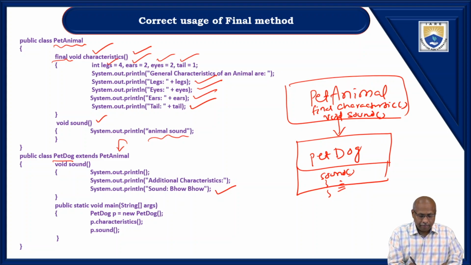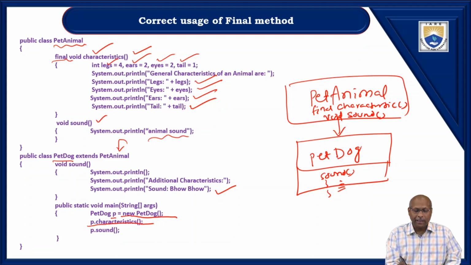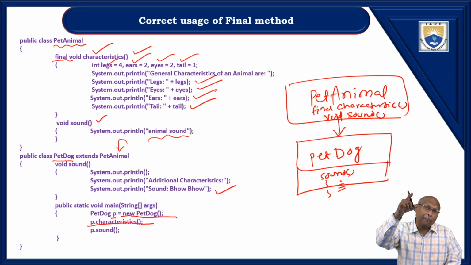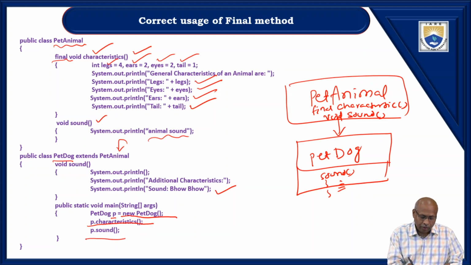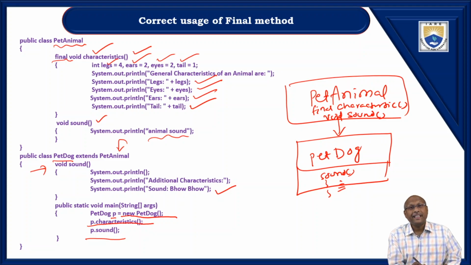Now let me create an object of pet dog, P. I got an object of dog. Then P dot characteristic. Automatically, whatever the methods are there in the parent, those statements of the method will be printed, that means executed. You cannot change. Whereas sound, P dot sound, means this sound is coming. Which sound? My pet dog sound. So this sound is coming because it is non-final. So depending upon the requirement, you can use the corresponding method.